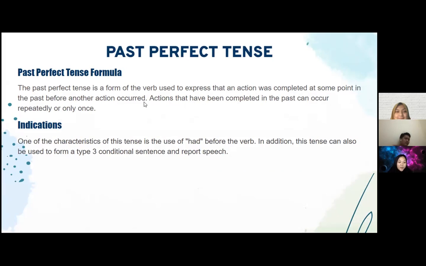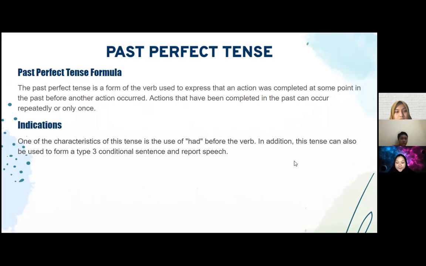What is the past perfect tense? The past perfect tense is a verb form used to express that an action was completed at some point in the past before another action occurred. Actions that were accomplished in the past may occur repeatedly or only once. One characteristic of this tense is the use of had before the verb. In addition, this tense can also be used to form type 3 conditional sentences and reported speech.